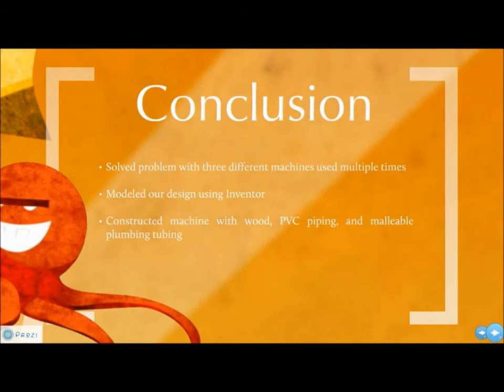To conclude our project, remember that we solved our problem with 3 different machines that we used multiple times: inclined plane, a lever, and a pulley. We also modeled and designed our product by using a software called Autodesk Inventor Professional 2012. And then finally, we constructed our machine with wood, PVC piping, and malleable plumbing tubing, as well as other materials that were helpful to us. Thank you.